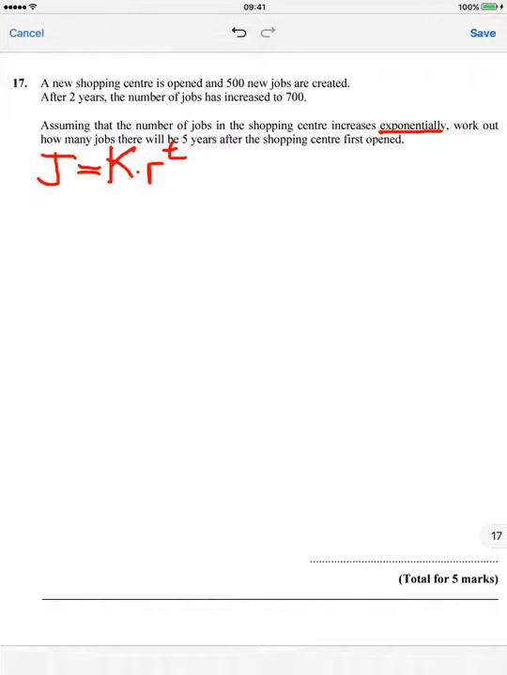So our first bit of information is in the first sentence here. We know that 500 jobs are created when the centre is opened. Well, that's when t is equal to 0. So we can substitute that into our equation.